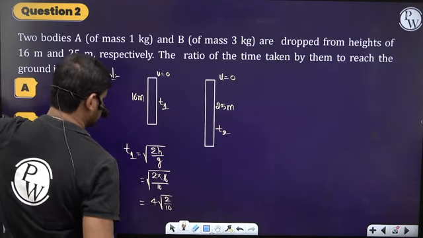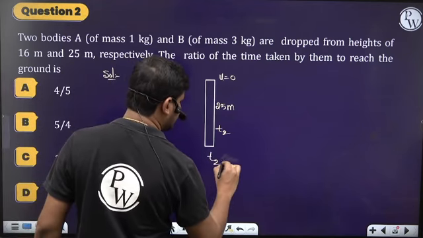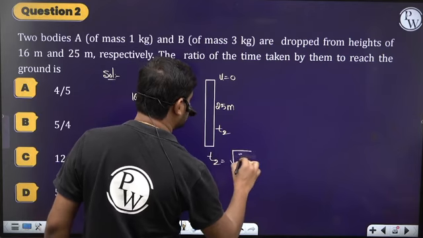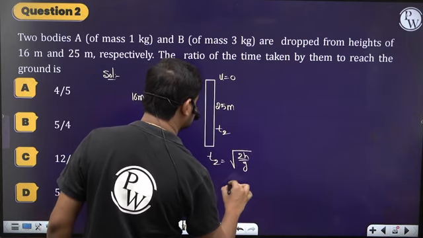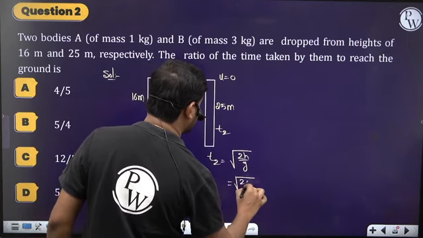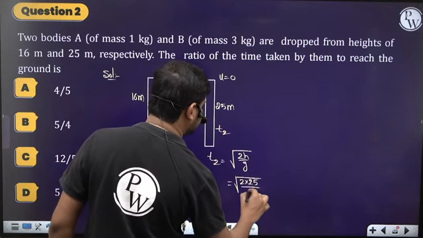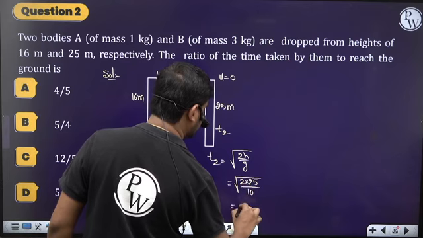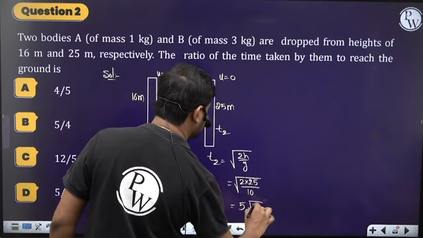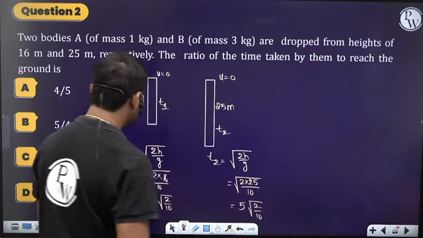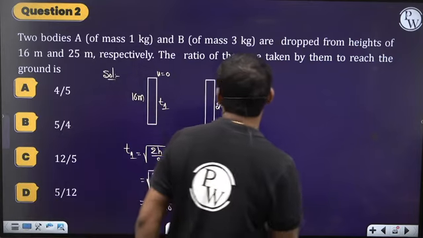Then what's the time taken by the second body? It is again root over 2h by g, which is root over 2 into 25 by g, with g as 10. Taking 25 out, it is 5 root over 2 by 10. So this is the time taken by the first body and this is the time taken by the second body.